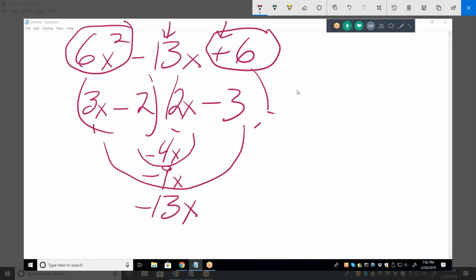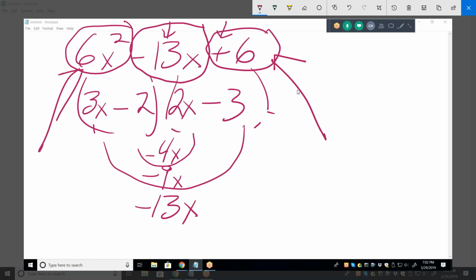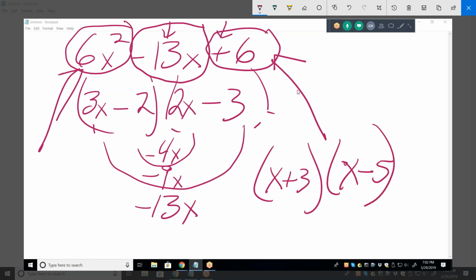The key to factoring is to realize that this term is the result of 2 different terms. This term is the result of only one term. This term is the result of only the two outside numbers being multiplied together. Okay. You'll notice here, let me just emphasize this. If I multiply those two together, I get x squared minus 5x plus 3x minus 15.